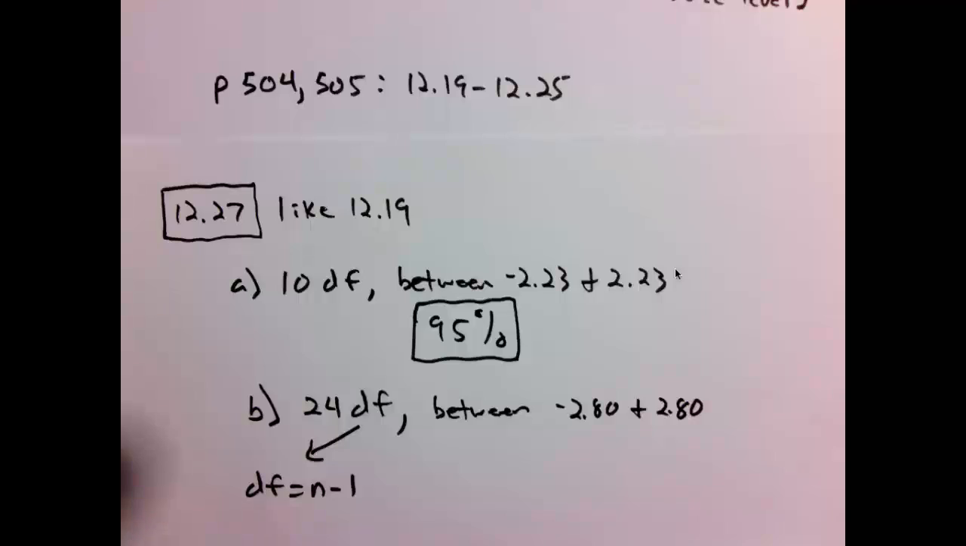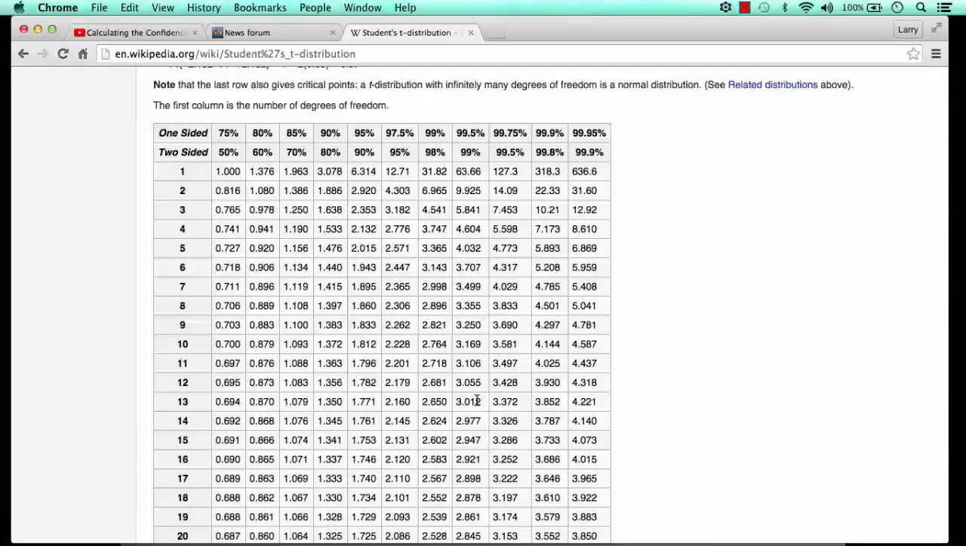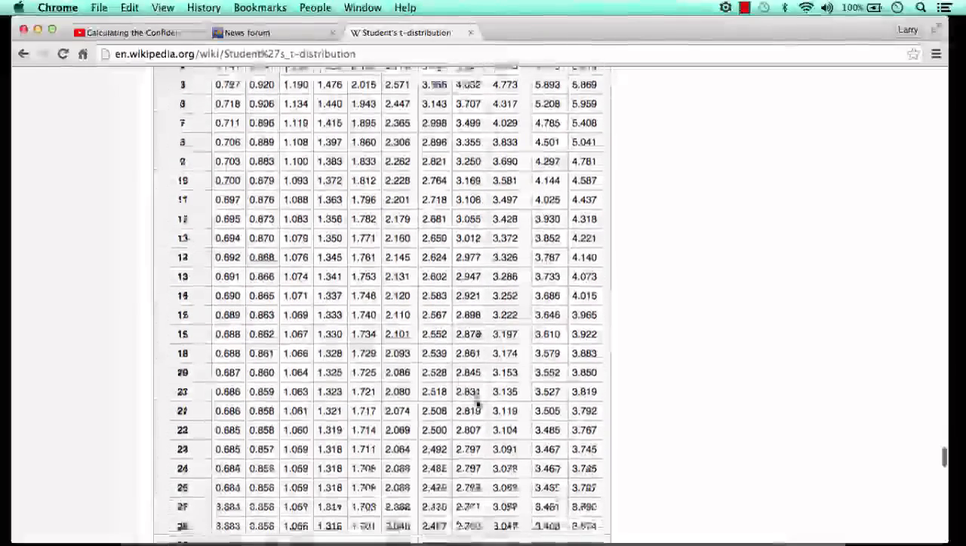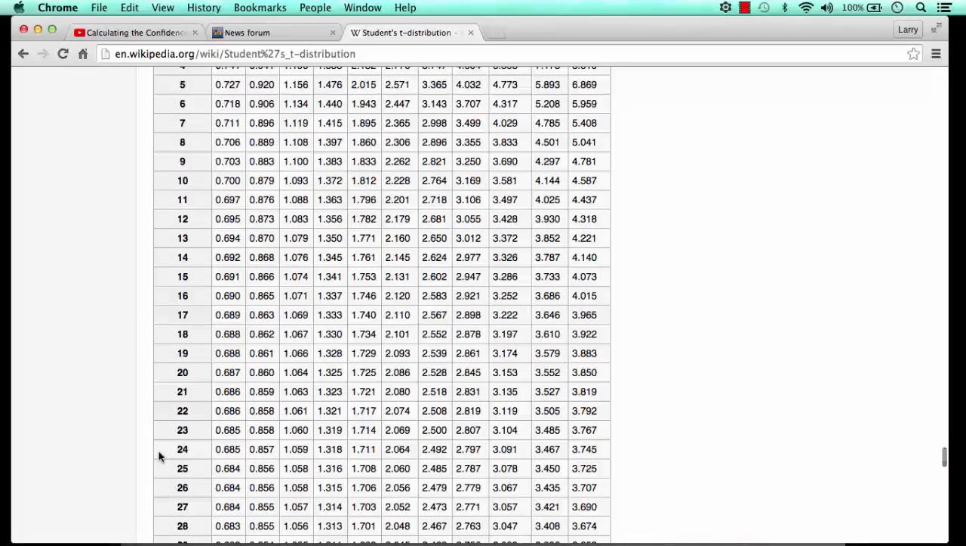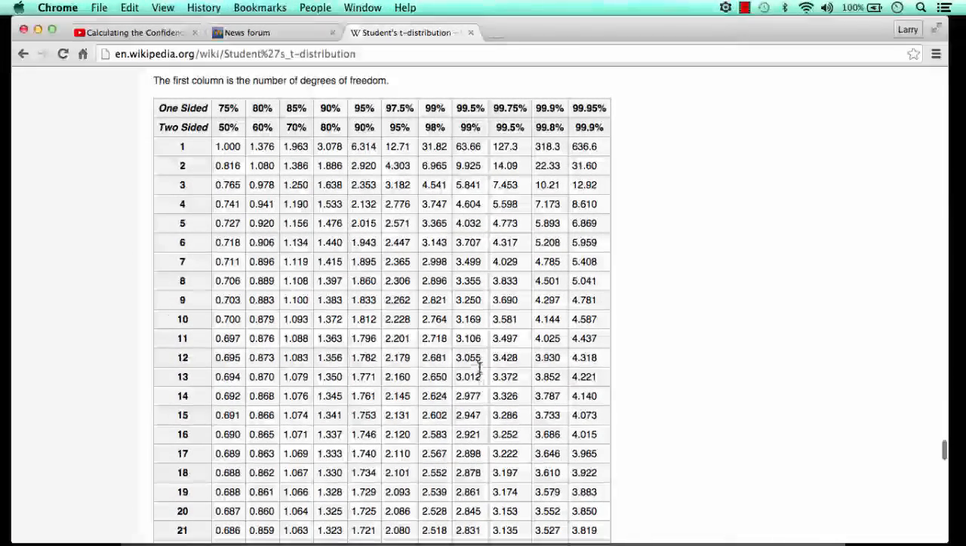Again, back to the table. I want to go to 24 degrees of freedom. Here's 24 degrees of freedom, and I'm going to find the 2.8. There it is. I'm going to scroll up to the top of the table, looking at that column, and that is the 99% interval. So this one is 99%.